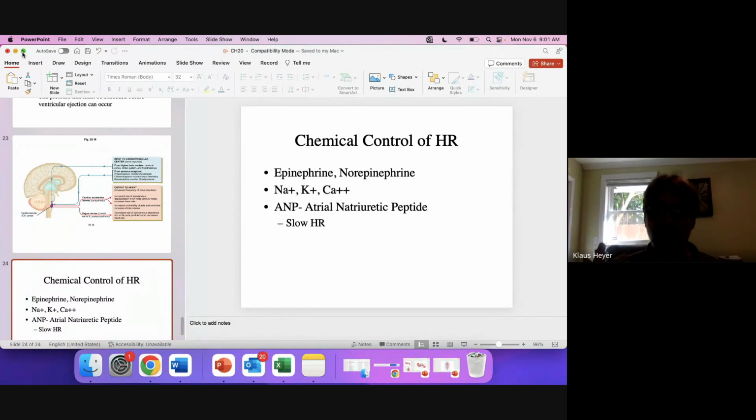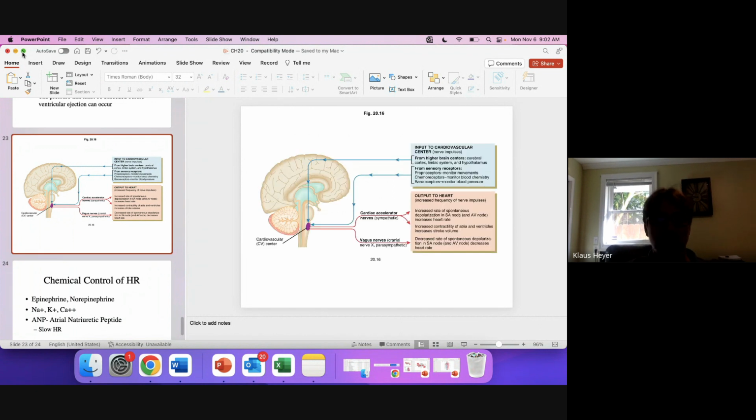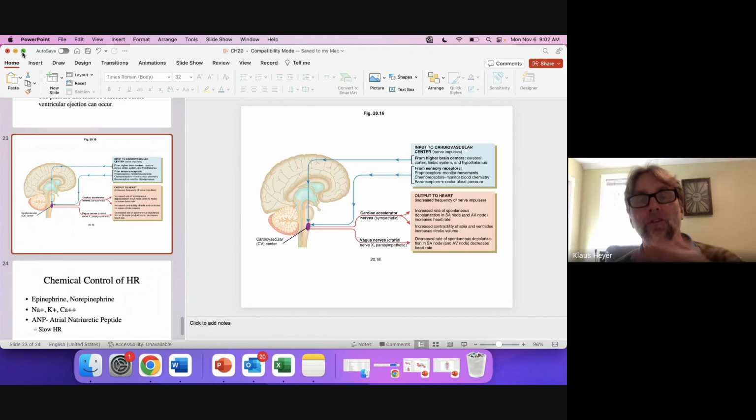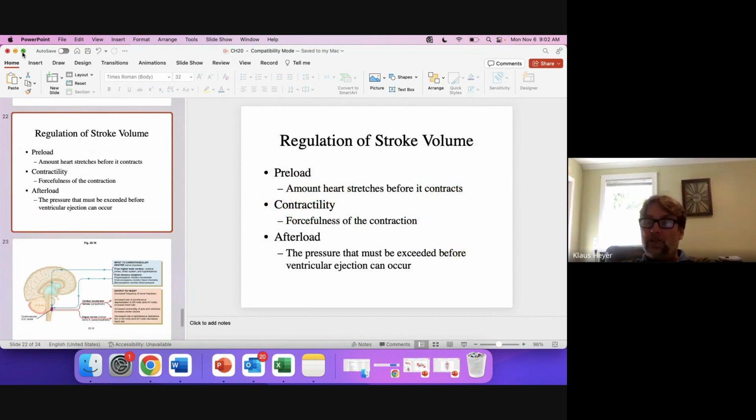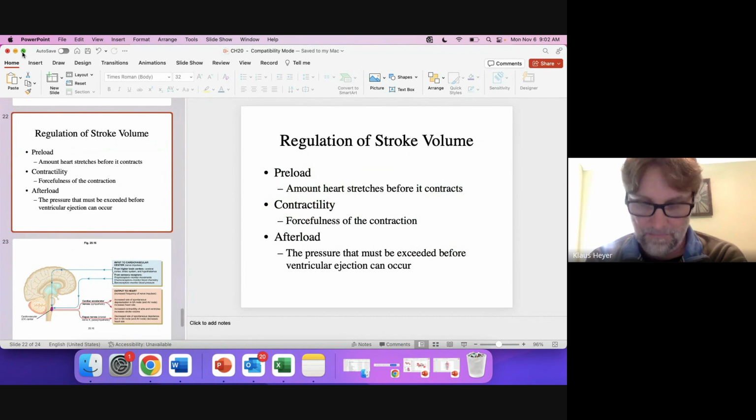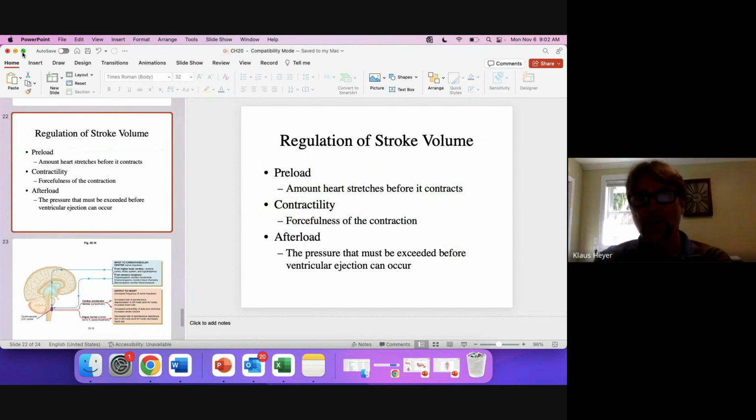So there's control of heart rate. There's a chemical and there's a neurological component to it. So there's chemical control and neurological control. Regulation of stroke volume. That's another question. And that's just kind of listing it out like this. What are the factors regulating stroke volume? Well, what is stroke volume? And then what are the factors regulating stroke volume?